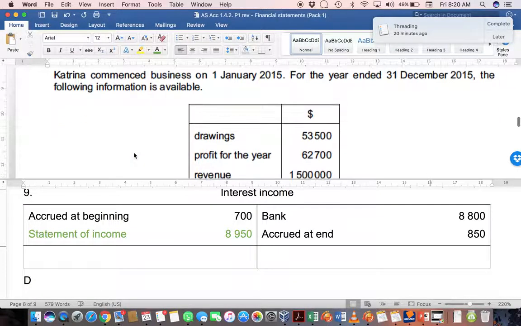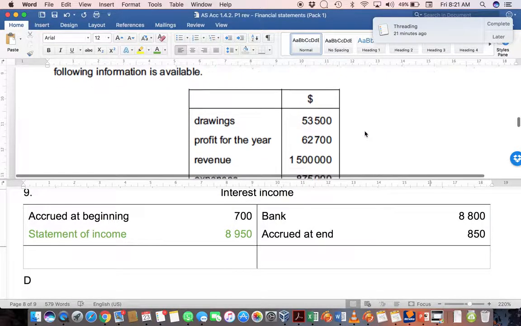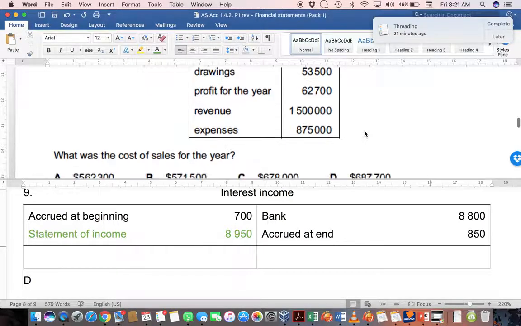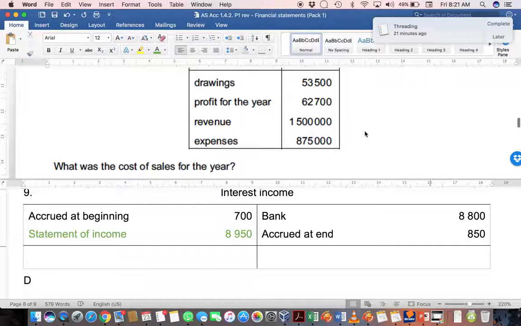Question 10. Katrina commenced business on the 1st of January 2015. For the year ended 31st of December 2015, in other words, the very first ever financial year end, the following information is available. Drawings, profit, revenue, and expenses are all given to you. You are then asked what was the cost of sales for the year.